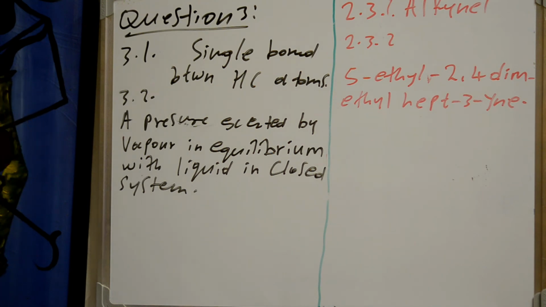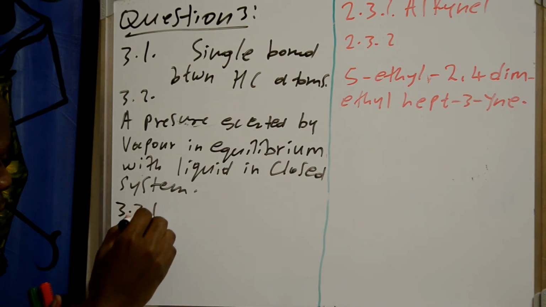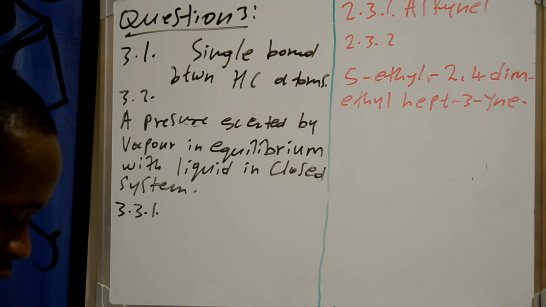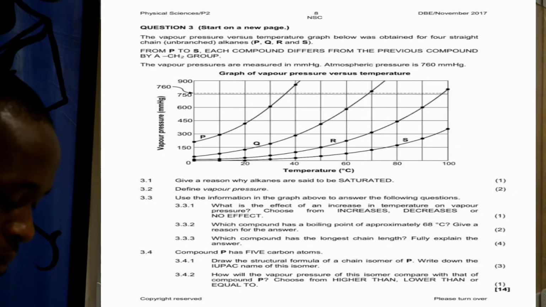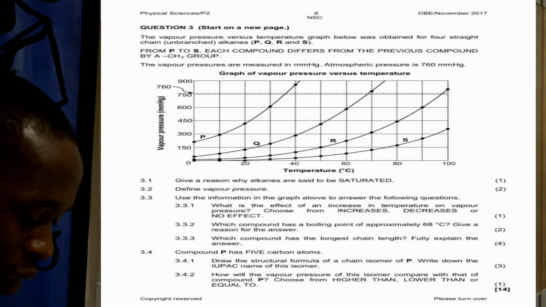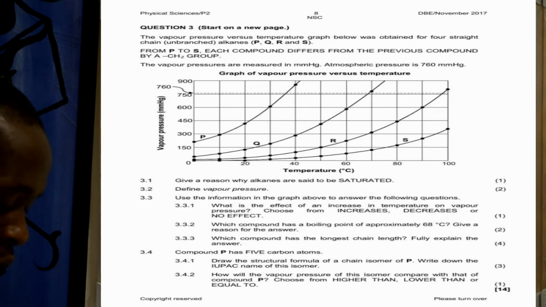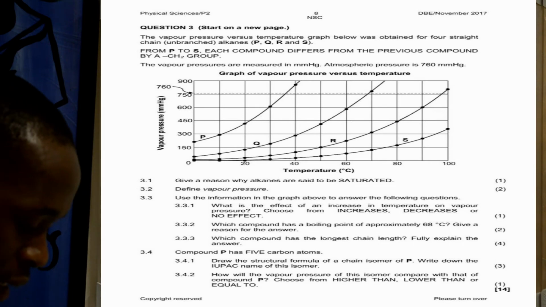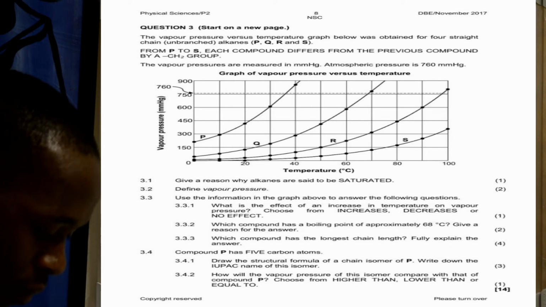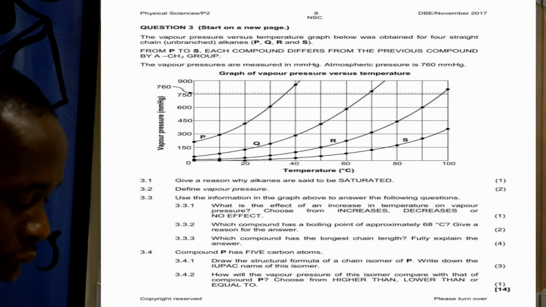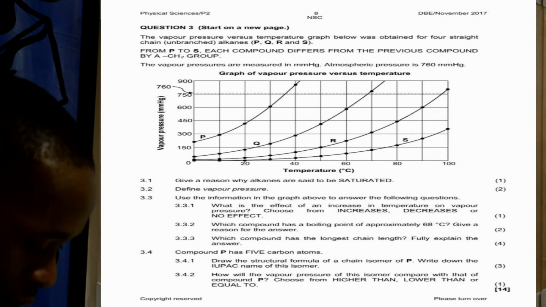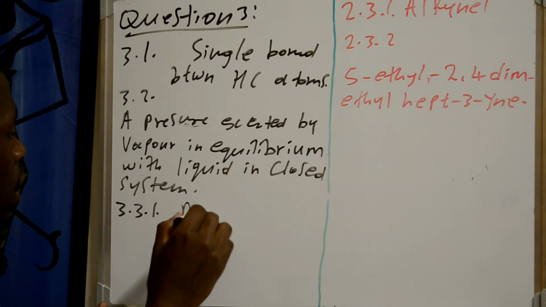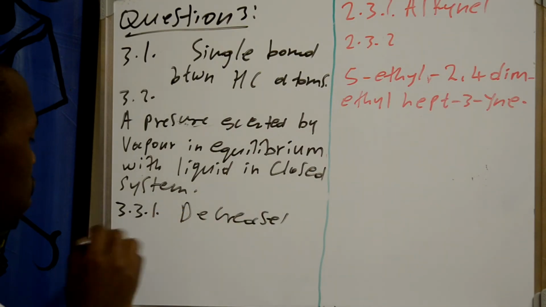Let's go to number 3, where we analyze now. I love this question in analysis because it's where we exercise what we say we know. Looking at the diagram, use the information on the above graph to answer the following questions. What is the effect of an increase in temperature on the vapor pressure? When you look at it, when temperature increases, vapor pressure increases. So you will write increases there.